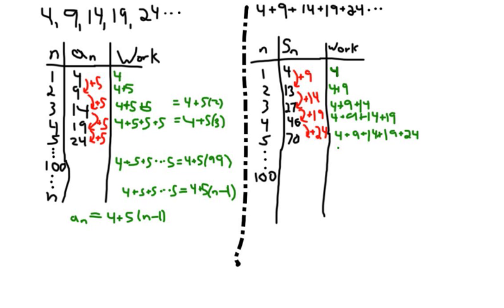So what if we want to keep going and do it for 100? Well, the beginning is going to be the same. We're going to keep adding 4 plus 9 plus 14 plus 19 plus 24, and it's going to keep going until it stops. When is it going to stop?